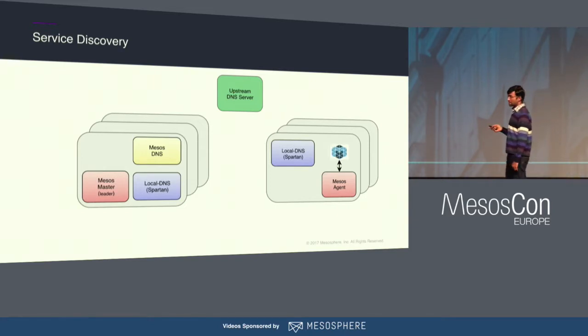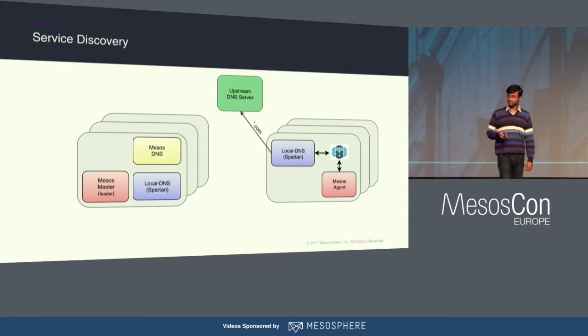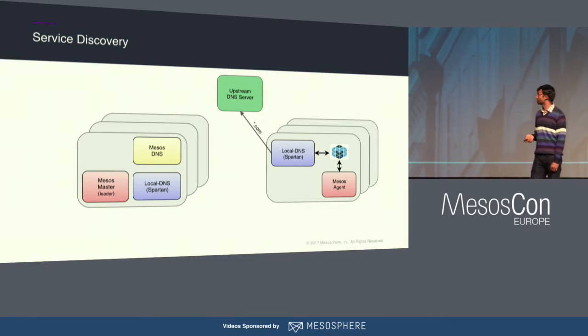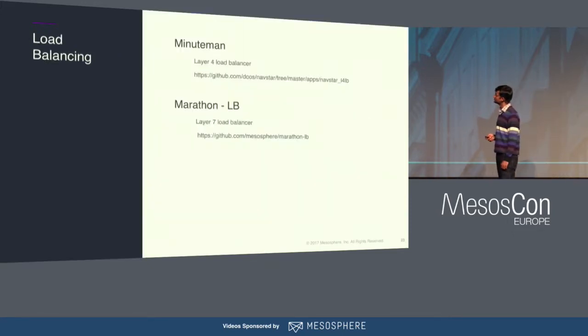So if there is a task running on an agent, most of the time the DNSs are local to the cluster, so the DNS resolution happens local to that agent. But if it is something external, like .com, then it goes to the upstream which is configured for Spartan. Or if it is .mesos, then it goes to the Mesos DNS running on the master. So that was about service discovery through DNS.